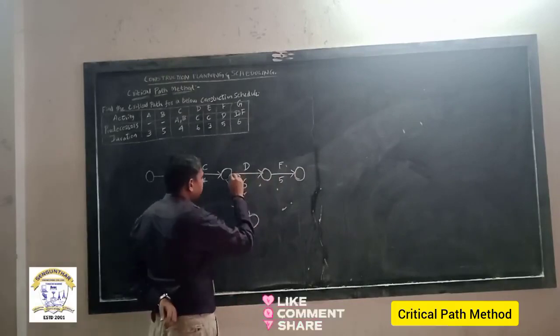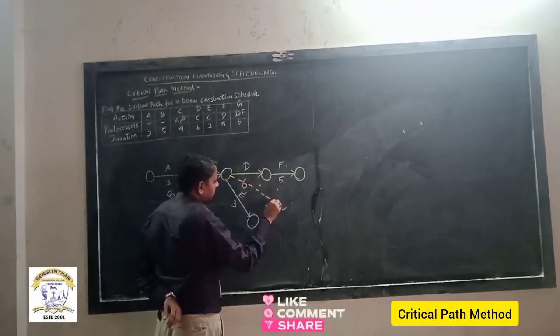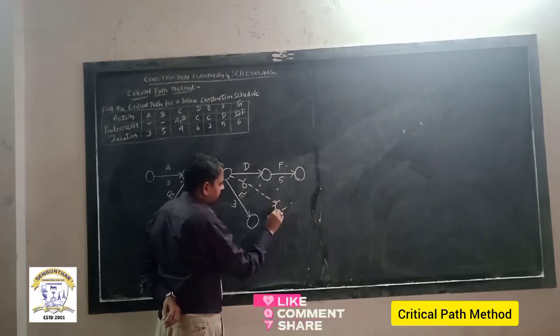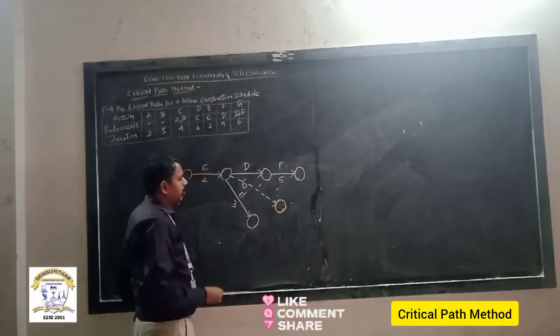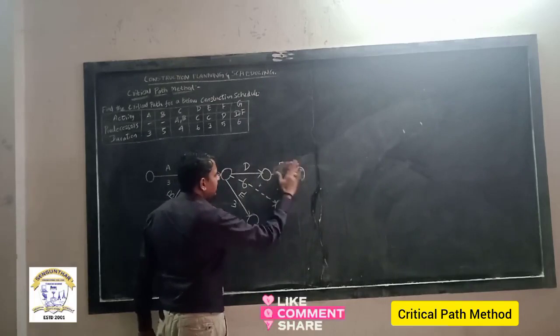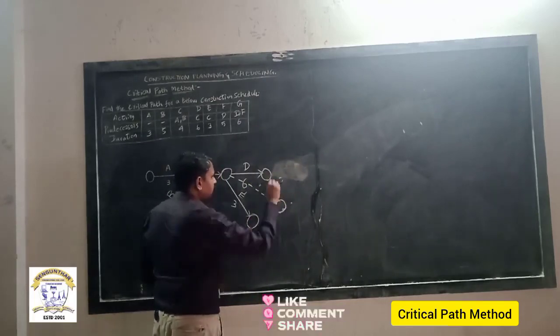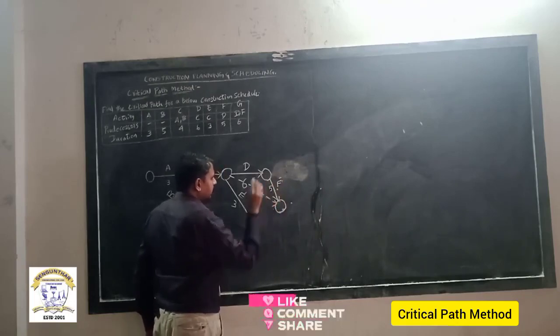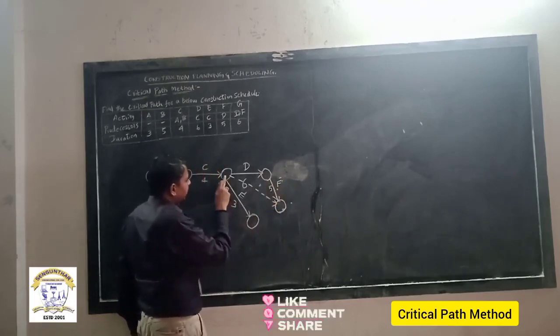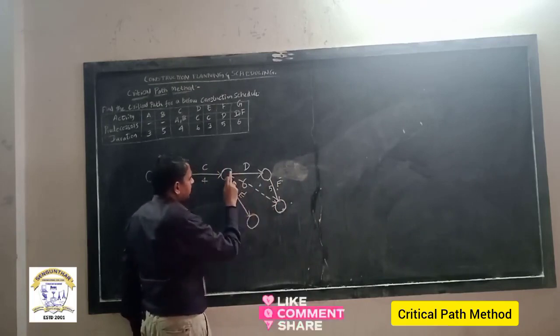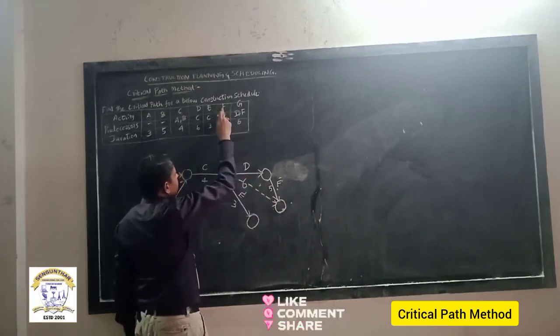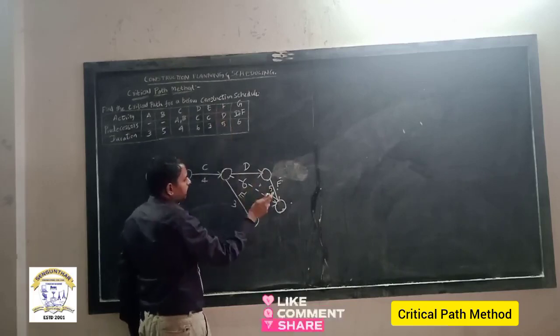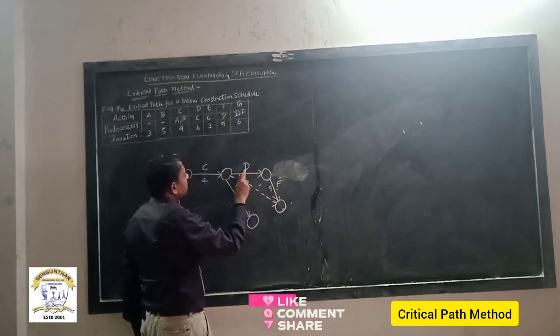So I assume one dummy activity here. I assume one dummy activity here. So I slightly move activity F from here to here. This is activity F. See, from the start of D, I made one dummy activity here. For F, D is the preceding activity. See the condition for activity F: D is the preceding activity.